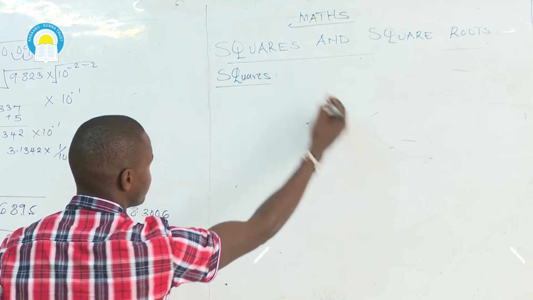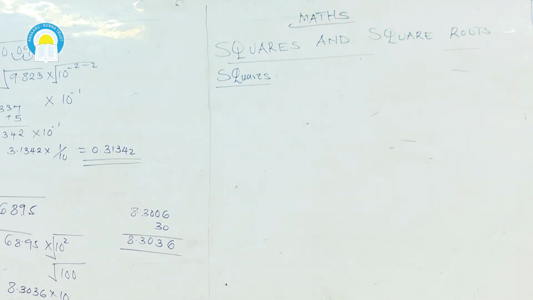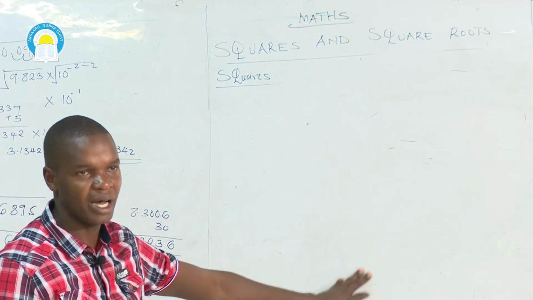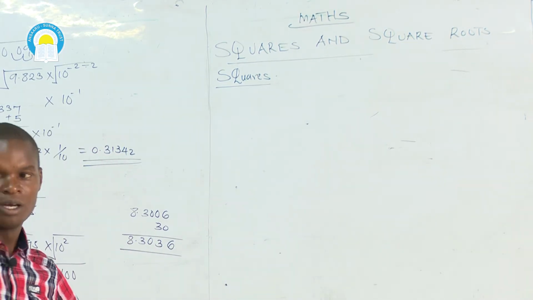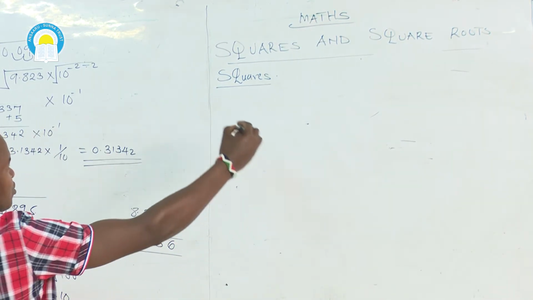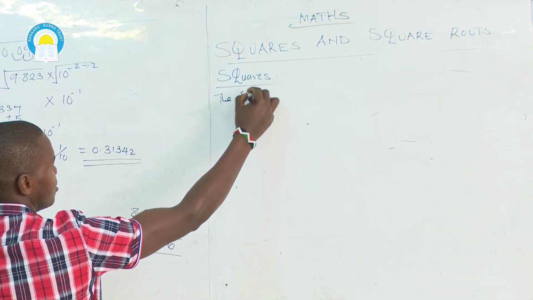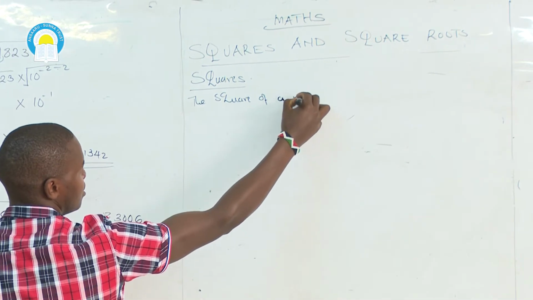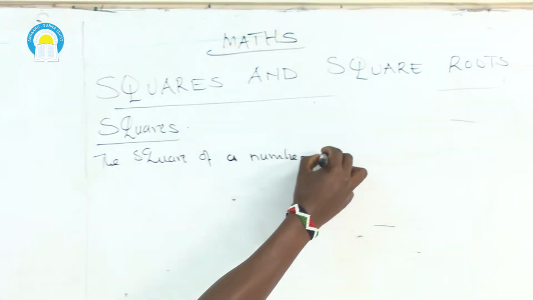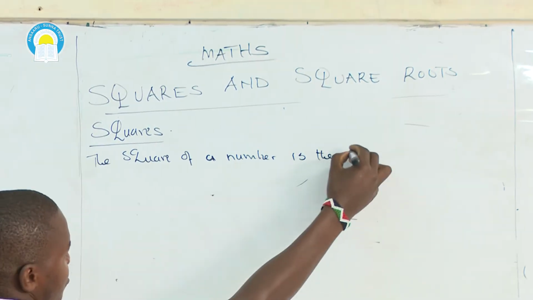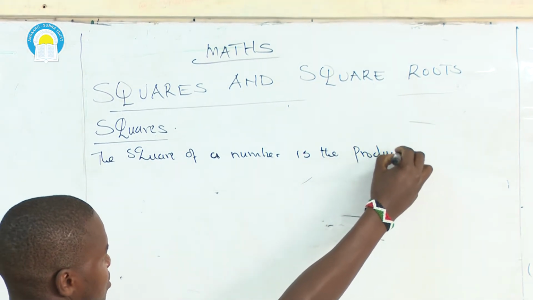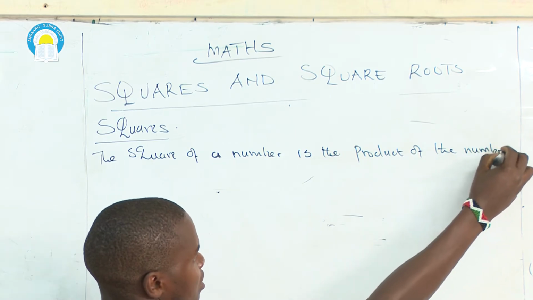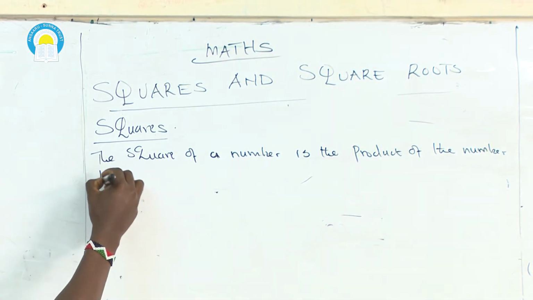That was our first subtopic, whereby we did how to find squares by multiplication and by use of tables. Whereby we said the square of a number, this is just a summary of what we have done. The square of a number is the product of the number by itself.